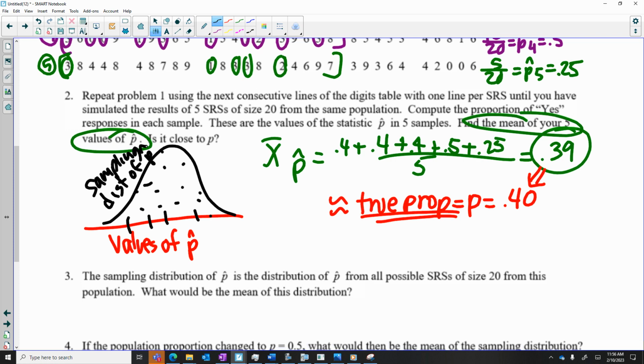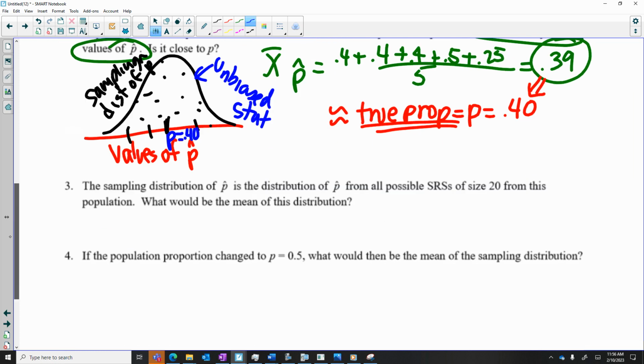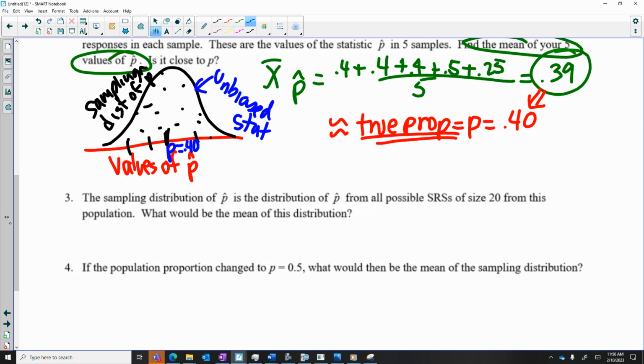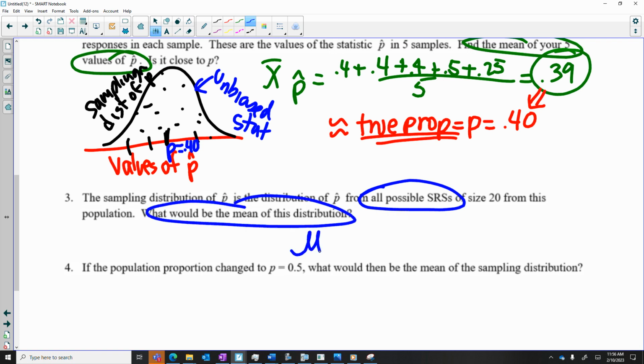So if this sampling distribution is centered very close to the true parameter, which is p, then this is called an unbiased statistic. The p hat is called an unbiased statistic, okay? So down below it says for number 3, the sampling distribution of p hat is the distribution of all possible samples of the same size. What should be the mean of this? The mean mu of all the p hats should equal the true p, which is 0.40. And then I use a mu instead of a p.